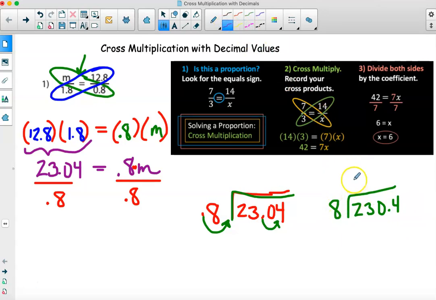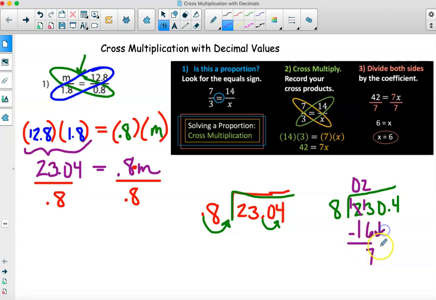8 goes into 2 0 times. 8 goes into 23 twice. 2 times 8 is 16, and then I borrow from the 2, make it a 1, and add 10 to the 3, making it a 13. 13 minus 6 is 7. 1 minus 1 is 0.